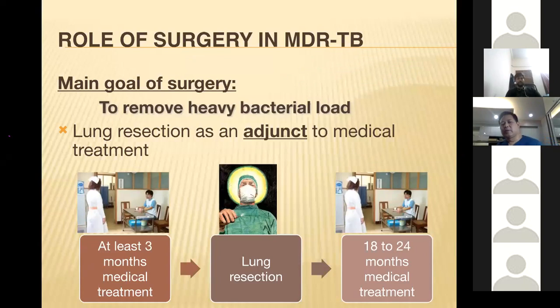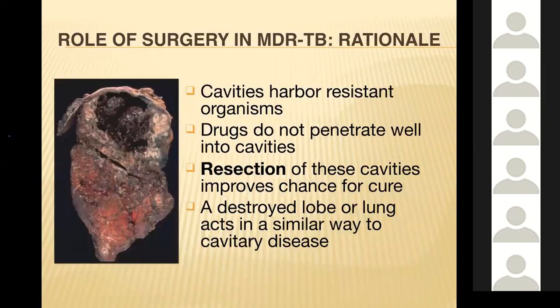So the main goal of surgery is to remove the heavy bacterial load. Lung resection, remember, is an adjunct to medical management. So at least now it's not 3 months, but 4 months of medical treatment followed by lung resection, followed by 18 to 24 months of medical treatment. This is for surgery for multi-drug resistant or extremely drug resistant TB using second line anti-TB medications.